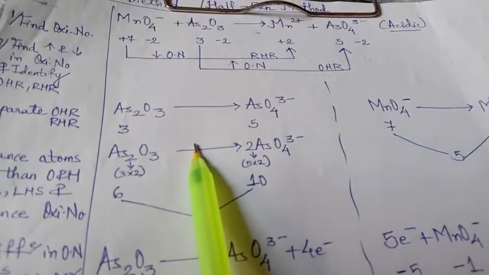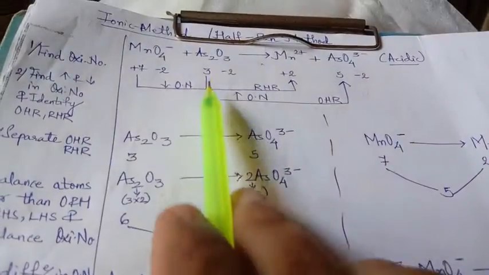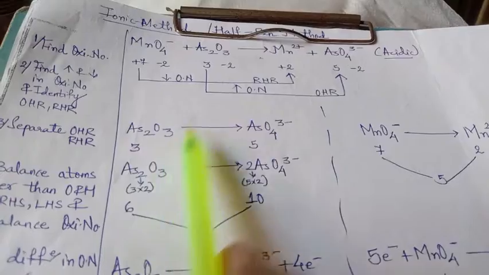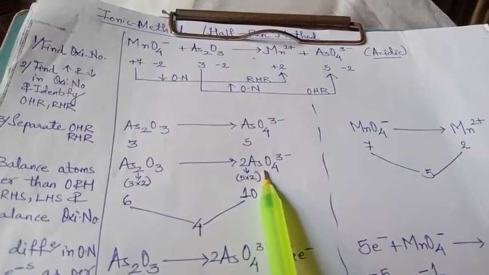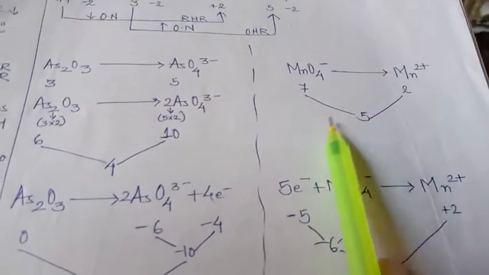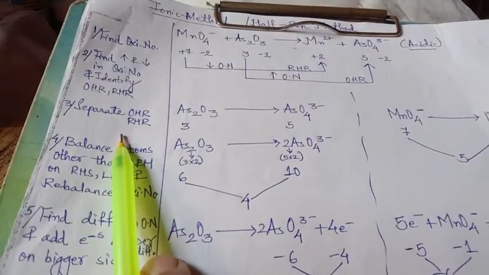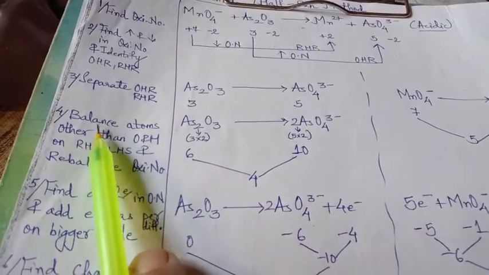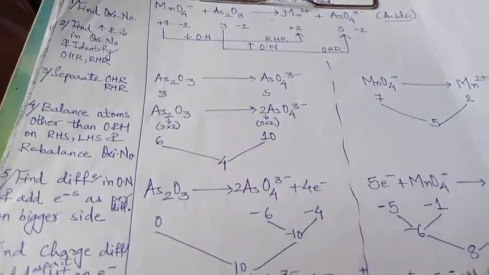Separate the oxidation half reaction and reduction half reaction. So As2O3 gives AsO4 3 minus. I have separated the oxidation half reaction. MnO4 minus gives Mn plus 2. I have separated the reduction half reaction. Then the step is, after separating, we will have to balance the atoms and then rebalance the oxidation number.